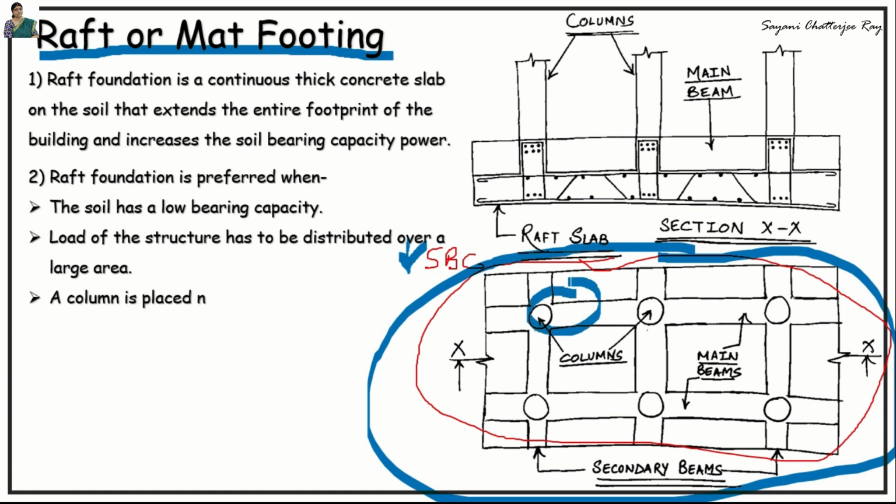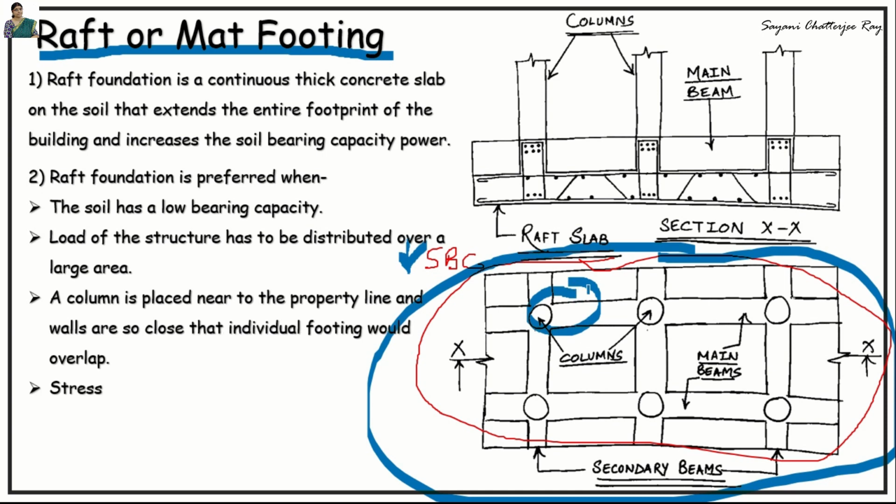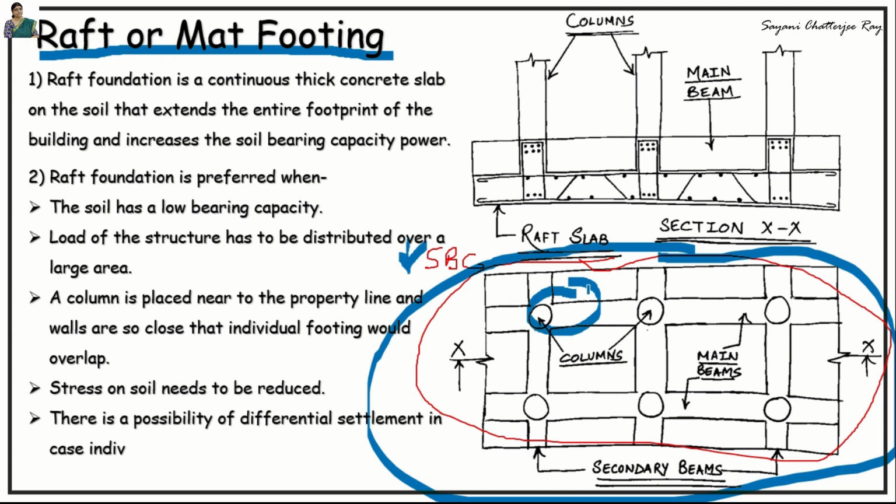When a column is placed near to a property line and the walls are so close that the individual footing would overlap. When the stresses on the soil need to be reduced. When there is a possibility of differential settlement in case individual footing is used. It is also used if a basement is to be constructed.